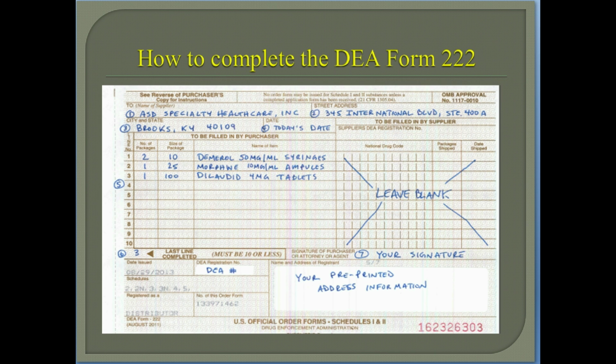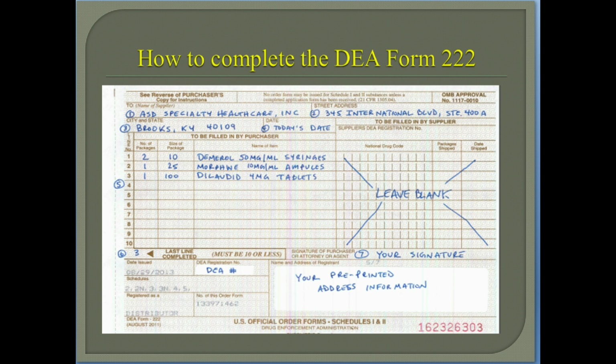In step 5, you fill in the items you want to purchase. Our first item is Demerol 50 mg per ml syringes. The number of packages is 2 and the size of the package is 10. Next, we have morphine 10 mg per ml ampoules and the number of packages is 1. The size of our package is 25.